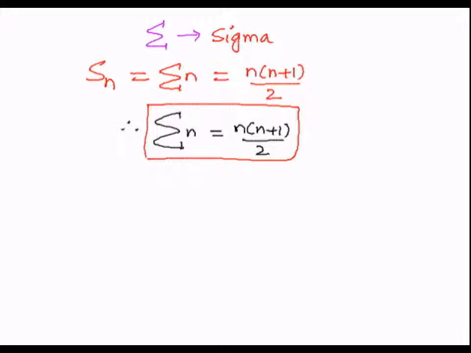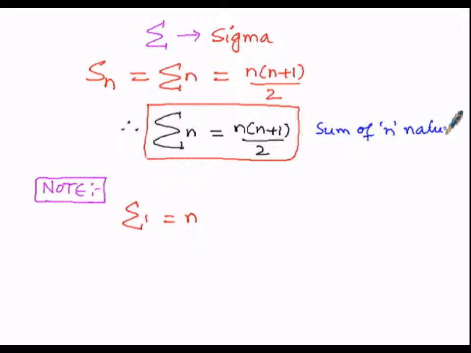Note that sigma 1 value will be 1. So sigma n equals n into n plus 1 by 2 is nothing but the sum of n natural numbers. In this manner we got the sum of n natural numbers, that is sigma n equals n into n plus 1 by 2, whereas sigma 1 will always equal 1.